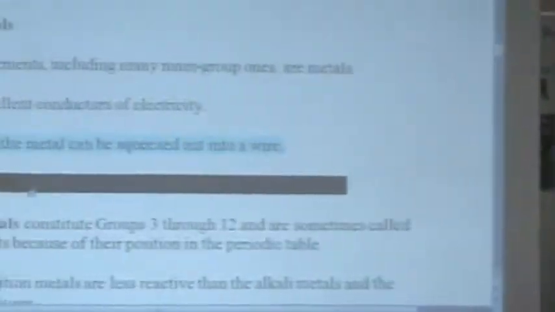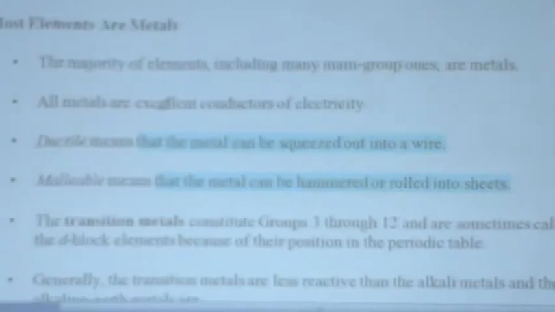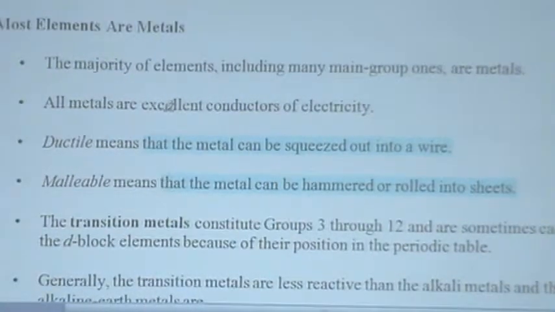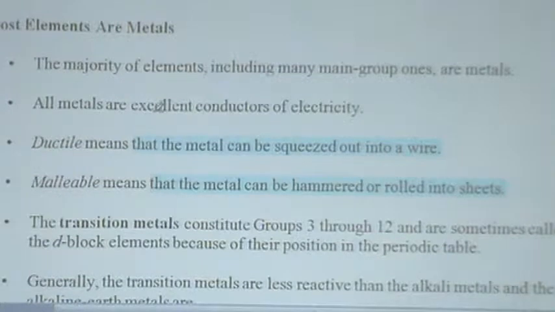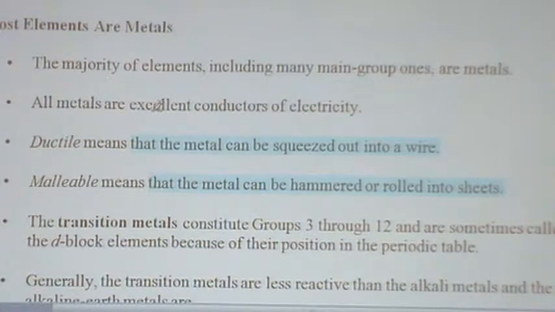Anyway, malleable. Does anyone know what that means? It just means you can hammer them into sheets. Most metals are malleable, which means you can hammer them or roll them into sheets, which makes them very useful. For example, rolling out aluminum, making aluminum cans or aluminum foil. Plating your precious metals.